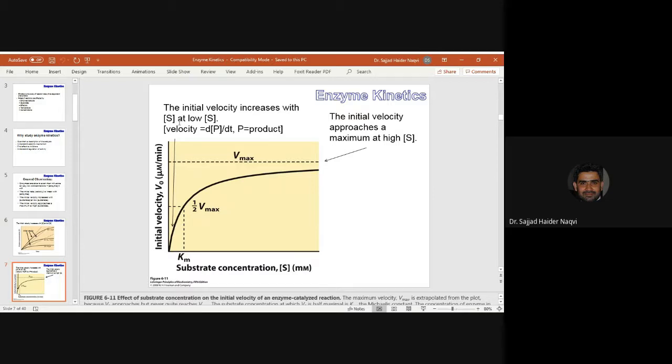So what we conclude is that the initial velocity increases with substrate concentration at low substrate, which we have already shown in the last slide. And velocity can be determined as the change in the concentration of the product divided by the change in time. So definitely with the time change and with the change of the product concentration, we are determining the velocity of the reaction. So I'm sure at this stage, these basic concepts are clear.